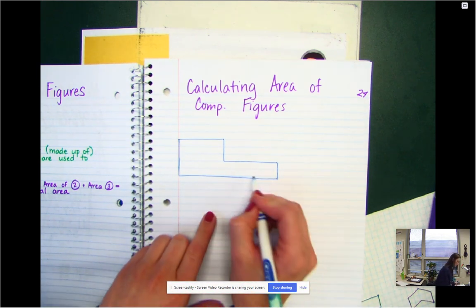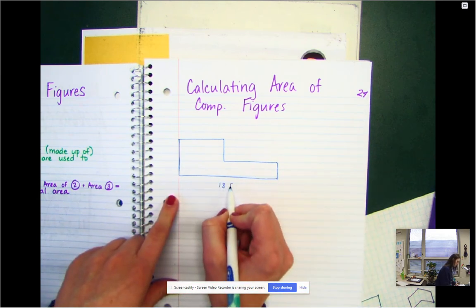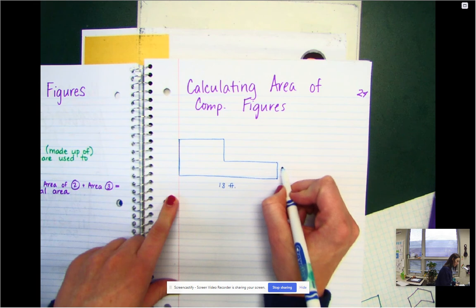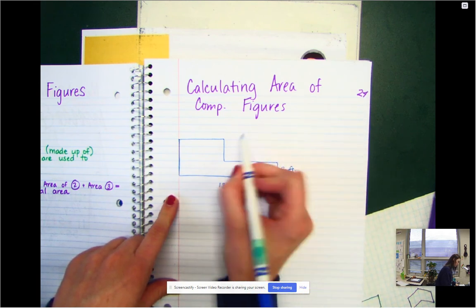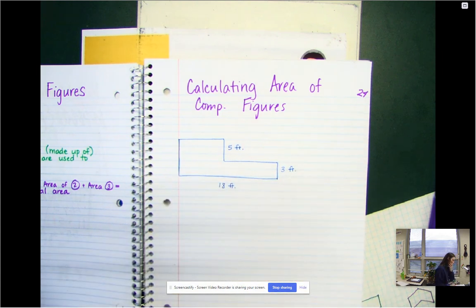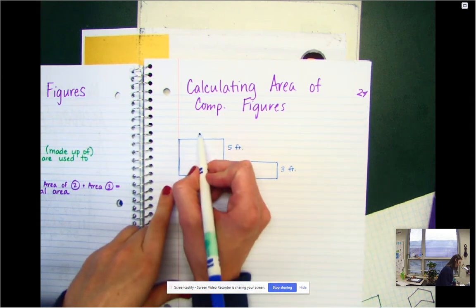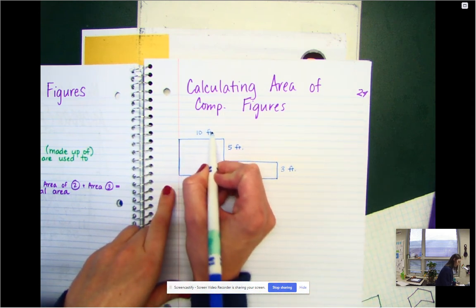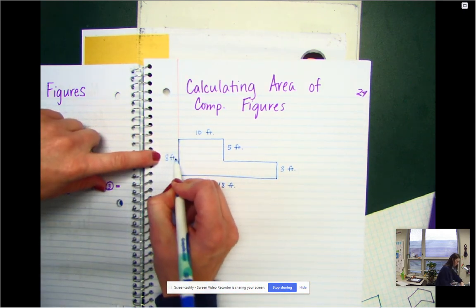So I'm going to start to put in some measurements. Let's say that this is 18 feet and the hallway is 3 feet wide and this is 5 feet. We have, let's say this looks like 10 feet, and over here this is 8 feet.